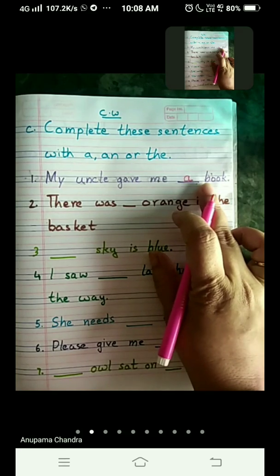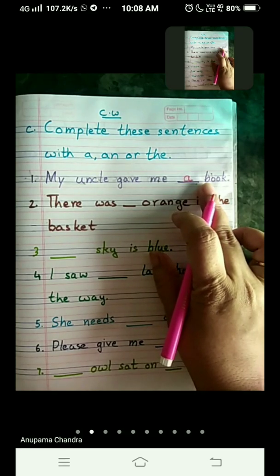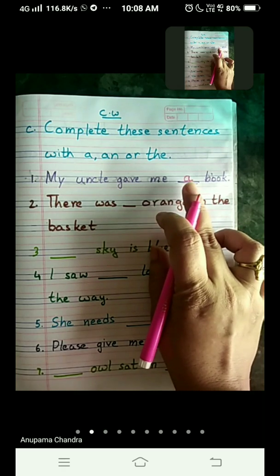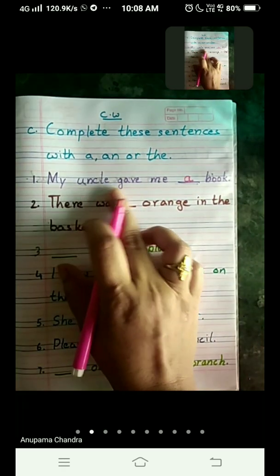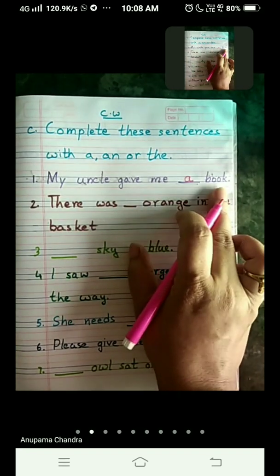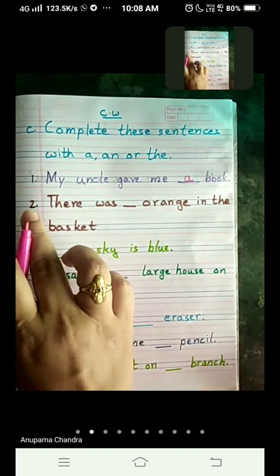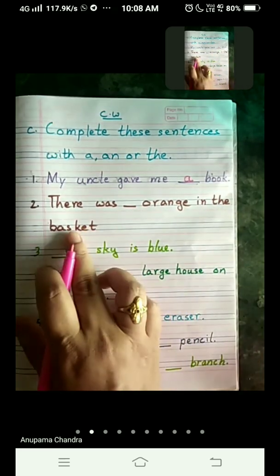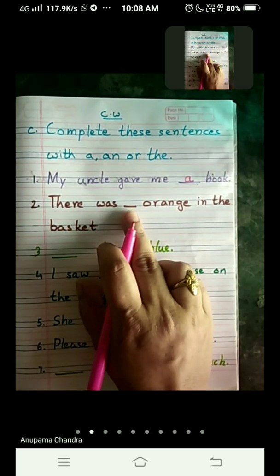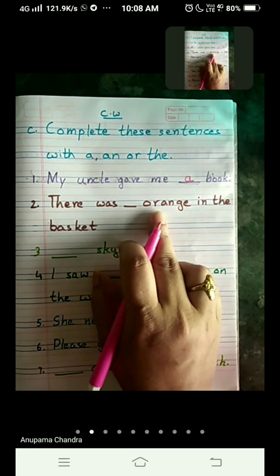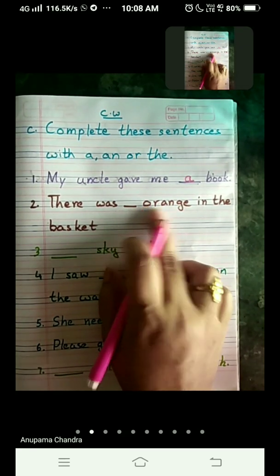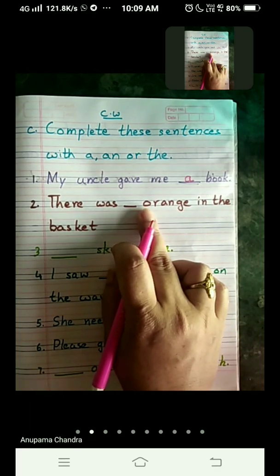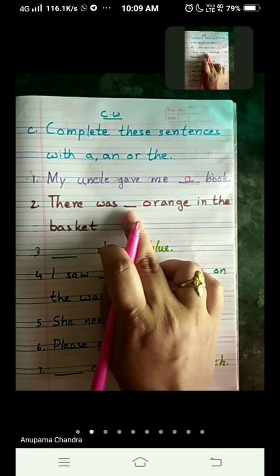This is a consonant. The word starts with a consonant. So we have written here a book. My uncle gave me a book. Let's check out the second one. There was dash orange in the basket. Now here you have to fill the article, and what is the next letter? O. What is the word? Orange, and the letter is O. So what are we going to fill in here?